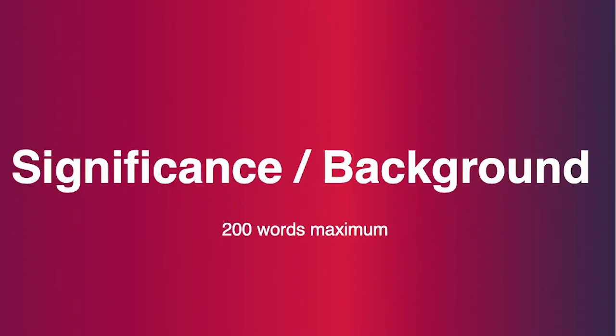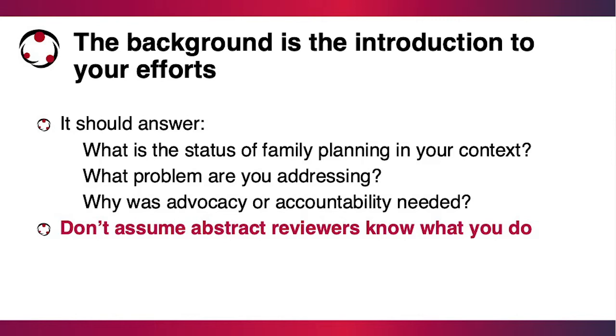Now let's discuss what should be in the significance and background section. Remember to stick to the word limit in each section. In this case, that is no more than 200 words. In this section of the abstract, you should make sure you clearly describe why your study was necessary, since this is the introduction to your efforts. This section should answer, what is the status of family planning in your context? What problem are you addressing?